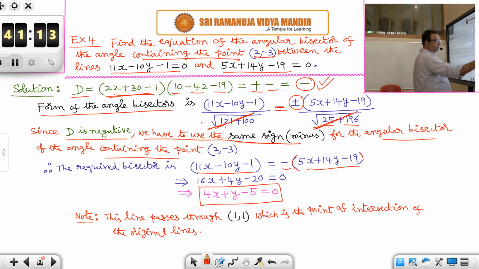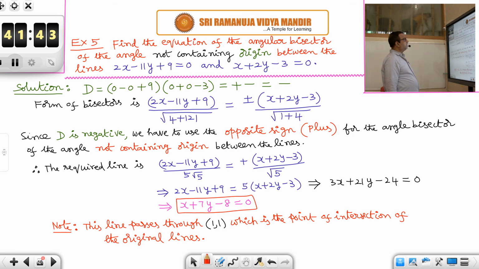The total bracket we can bring to the left side. So you will get 16x plus 4y minus 20 equal to 0. 4 is a common factor, divide it: 4x plus y minus 5 equal to 0. As always, I have kept (1, 1) in the original lines. This line and this line also contain (1, 1), so the answer also must contain (1, 1). So it is passing through (1, 1). You can verify. Next example, 5.